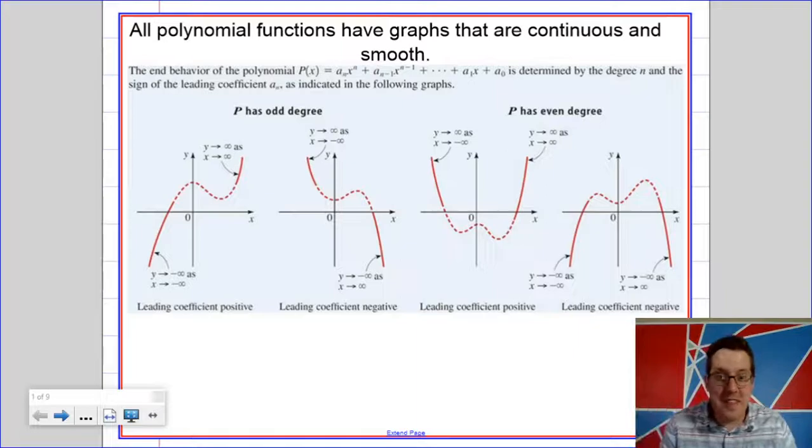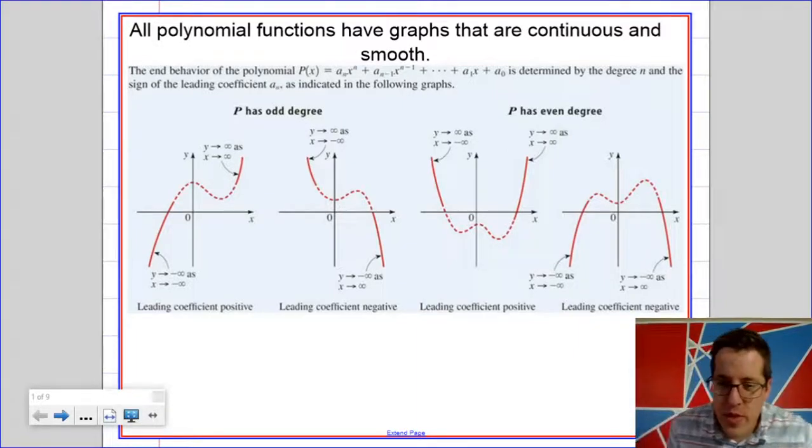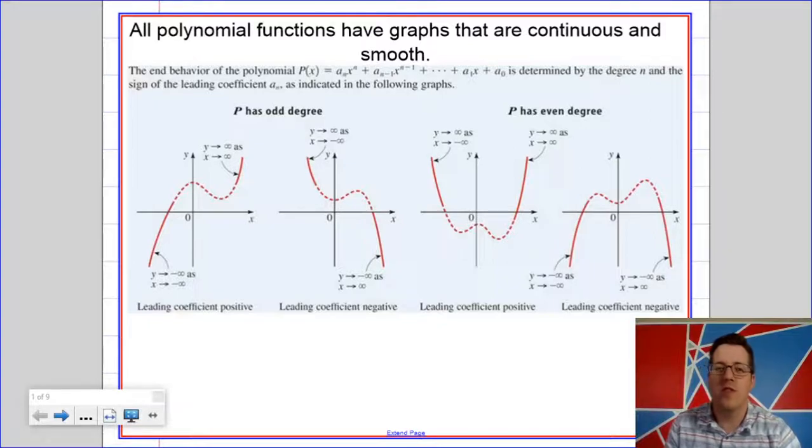Yes, today's lesson is about graphs. Now, the awesome thing about a polynomial function is that you only need to know two things to know what its graph looks like. First of all, does it have an even degree or an odd degree? Second of all, is its leading coefficient positive or is its leading coefficient negative? Here's what you need to know.